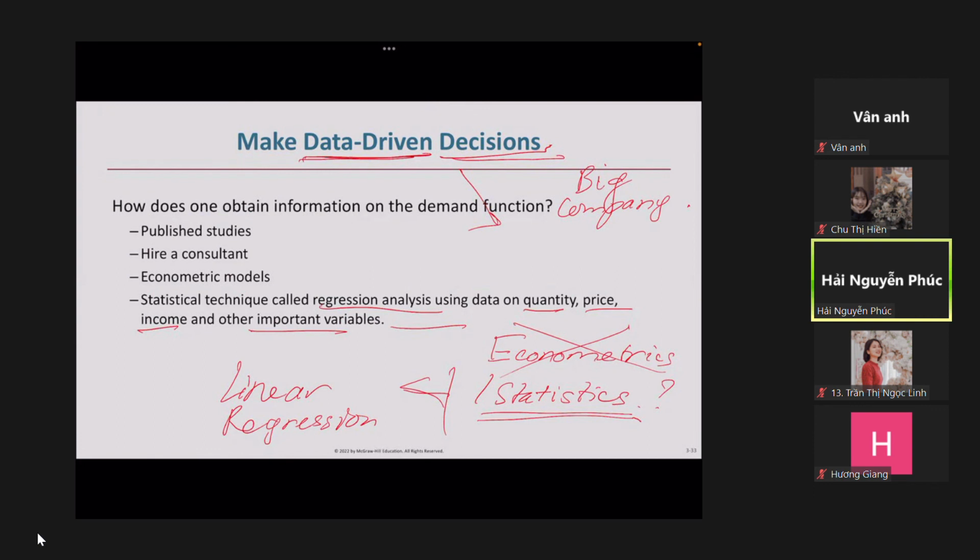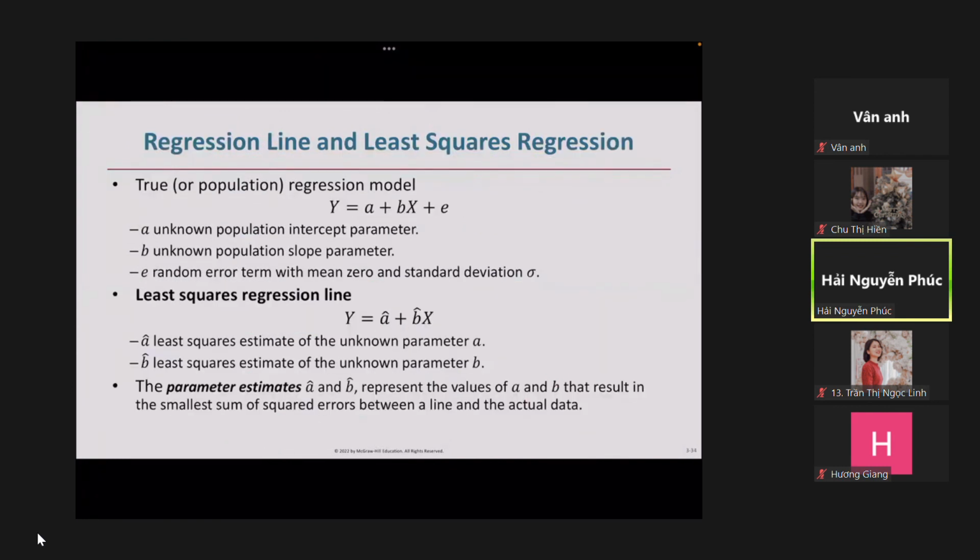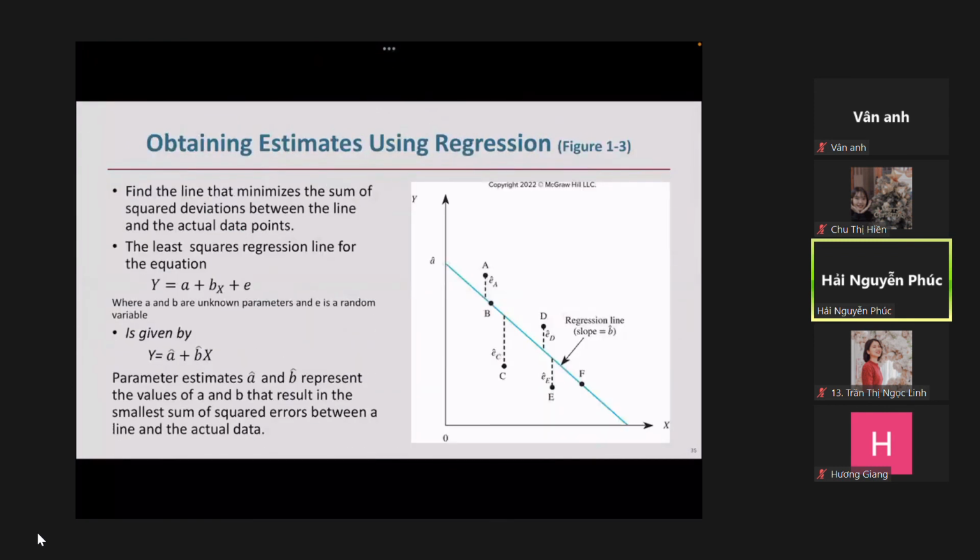Okay, and you can see that often in a company, the top management often hires somebody for doing data analysis, and to make the so-called informed decision, right? Well, let's get some intuition about what regression is.